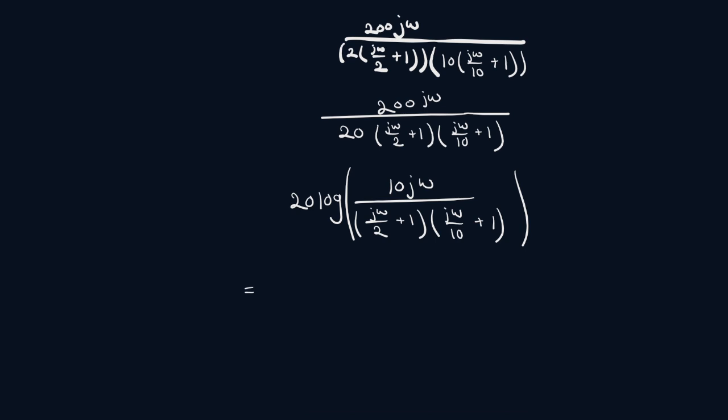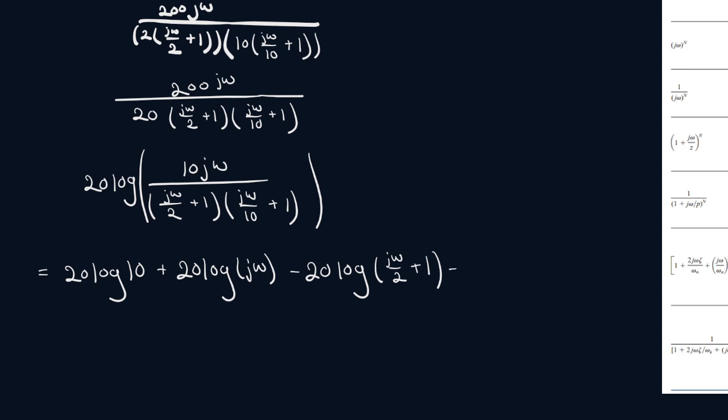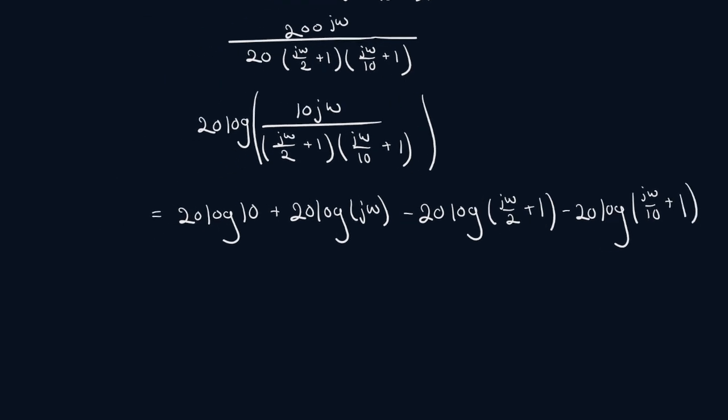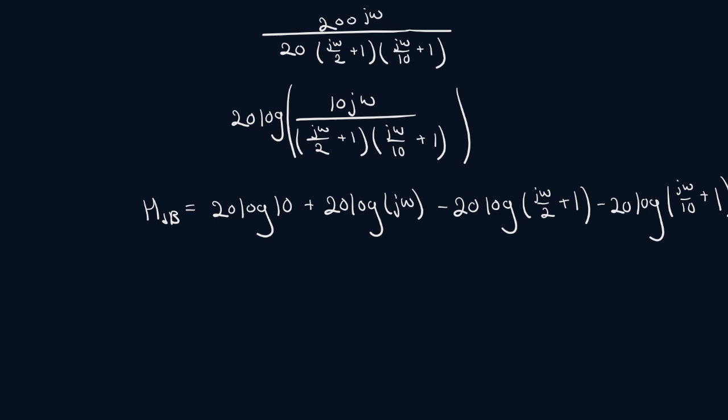If you remember your logarithms, this is 20 log of 10 plus 20 log of JW minus 20 log of JW over 2 plus 1 minus 20 log of JW over 10 plus 1. And so this is going to be equal to the magnitude in decibels.